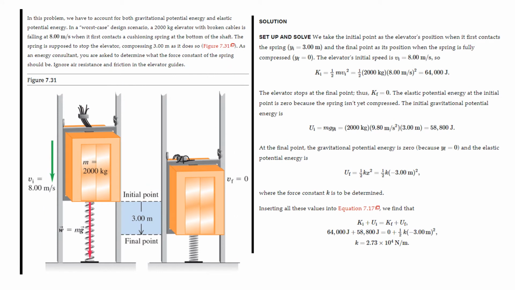Here's another problem. In this case, we have to account for both gravitational potential energy and elastic potential energy. Now, in a worst case design scenario, a 2,000 kilogram elevator with a broken cable is falling at 8 meters per second when it first contacts a cushioning spring at the bottom of the shaft. The spring is supposed to stop the elevator, compressing 3 meters as it does so. That would be 10 feet, more or less.